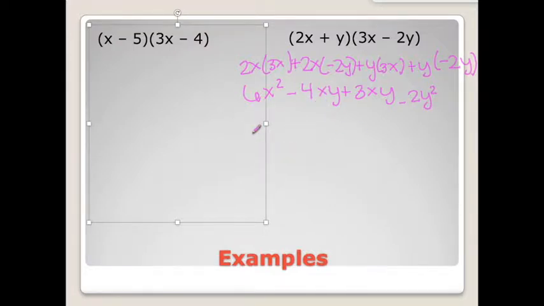Now we need to combine like terms. So 6x squared does not have any like terms. Negative 4xy plus 3xy, so we will have negative xy minus 2y squared. So our answer is 6x squared minus xy minus 2y squared. So remember, if you FOIL properly, your like terms should be in the middle.